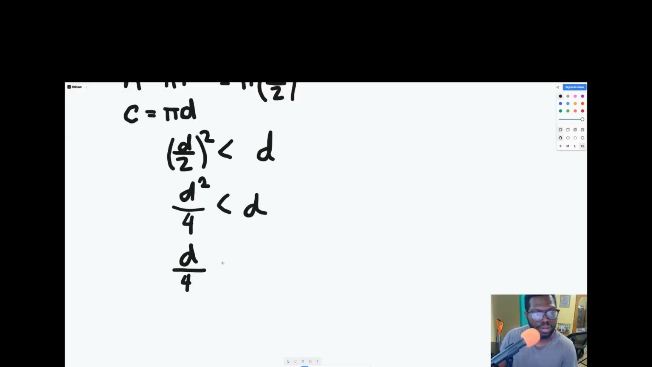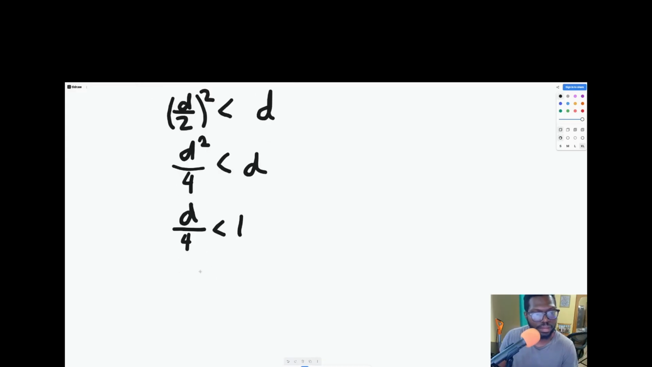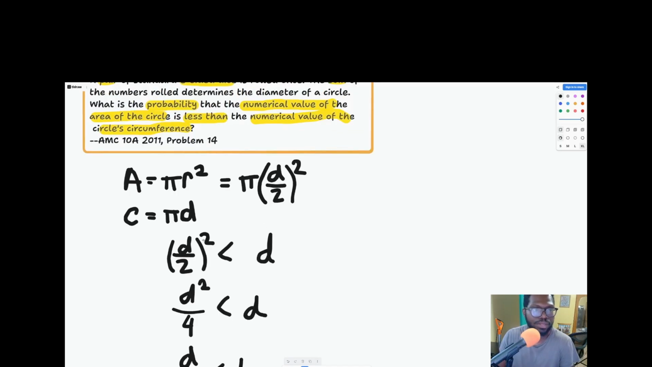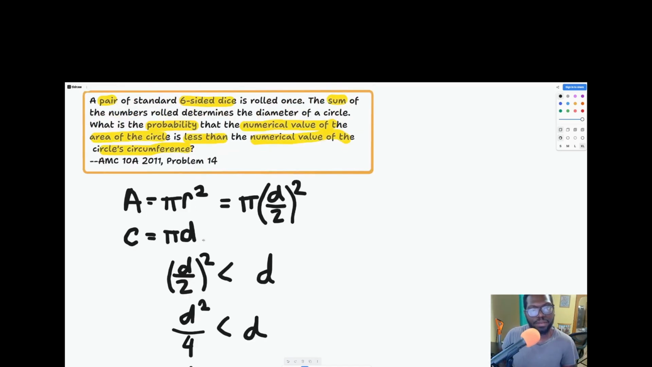So d over 4 is going to be less than 1. Again, this just comes from dividing both sides by d. And then by multiplying both sides of this inequality by 4, we get that d is less than 4. So that tells us that the diameter of our circle has to be less than 4 in order for the area to be less than the circumference. Now, we just have to figure out the probability that the sum of the numbers that we get from rolling a pair of dice is less than 4.